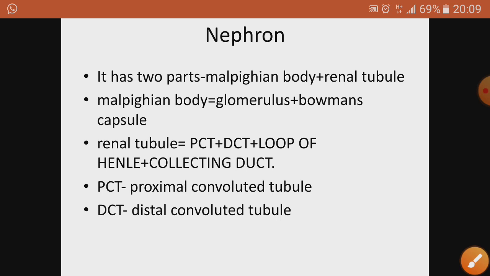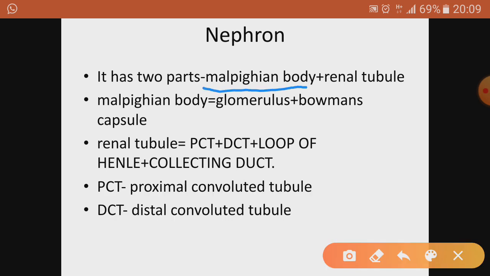Now we have to see the structure of the nephron in detail so that we can study its function also. So now see what are the different parts of the nephron. Nephron has basically two parts: first, Malpighian body and the renal tubule. Further, the Malpighian body has two basic structures, glomerulus and the Bowman's capsule. Initially you will find the names a little typical because you are reading them for the first time, but later on with practice it will be very easy.